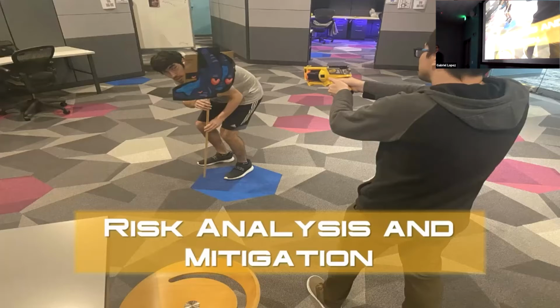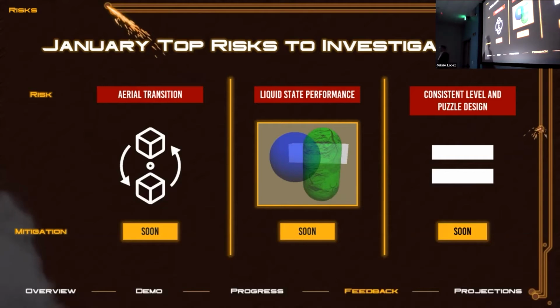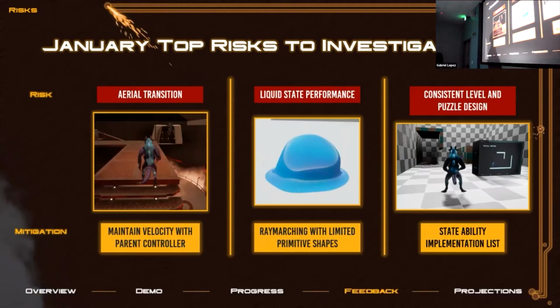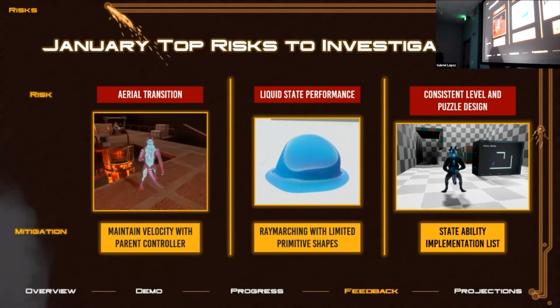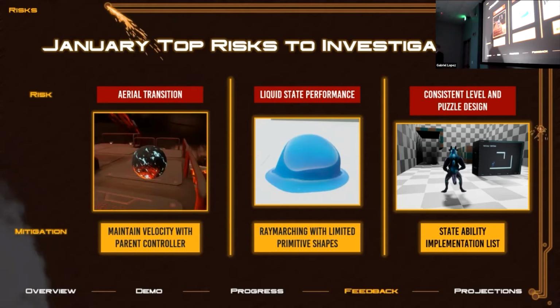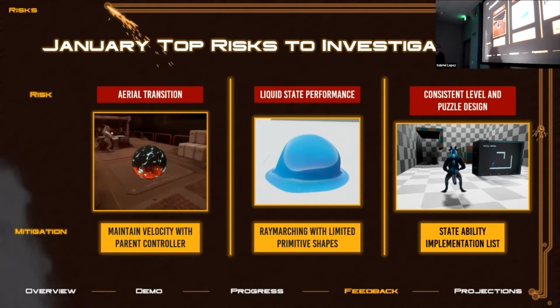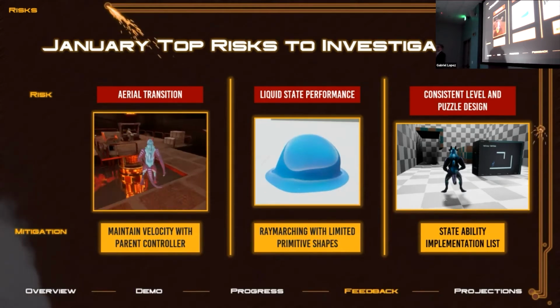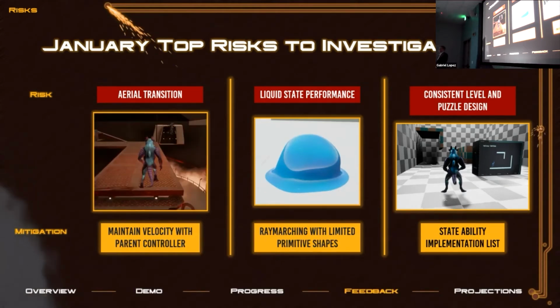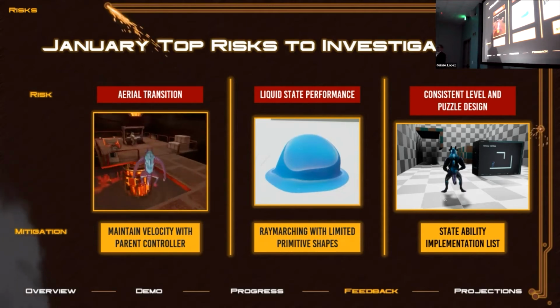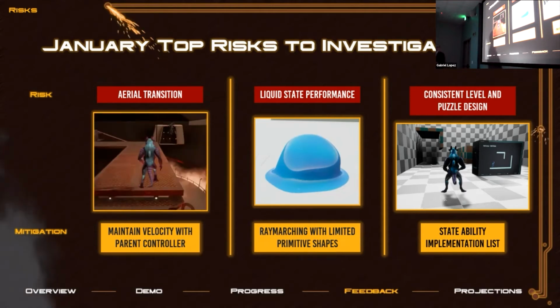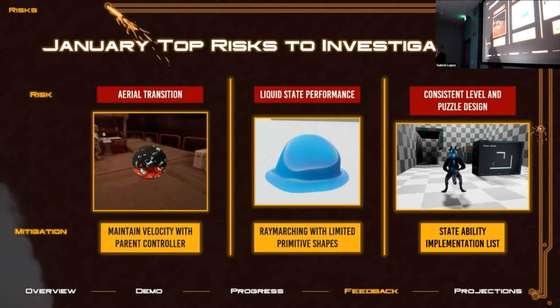And then finally, our risks. So at the last status update, we showed you these risks. These are the risks that we wanted to mitigate by today, and thankfully we've mitigated all of them. We were able to maintain velocity with our parent controller between each state. When it comes to our liquid state performance, we are able to boost our performance by not having an IK rig and procedural animation plan all at the same time. Instead, with ray marching and limited primitive shapes, we're able to make our liquid state look good while not hurting our performance.